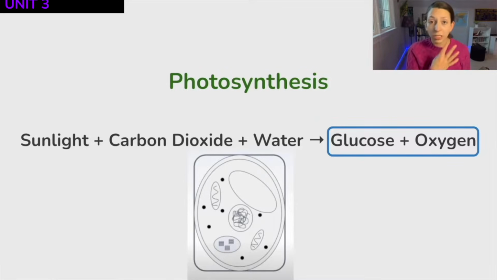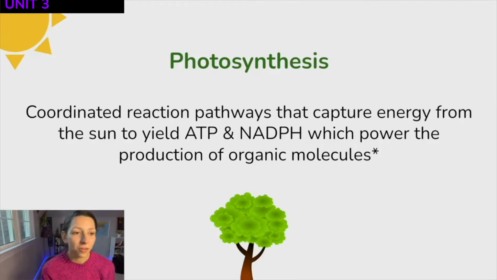One thing your teacher might ask you is to reverse this equation and see what it might look like, and it definitely looks very similar to the equation of cellular respiration because the inputs of one are the outputs of the other. All right, so our definition for photosynthesis at the AP level is a little bit more complex. One way that it's stated is coordinated reaction pathways that capture energy from the sun to yield ATP and NADPH, which power the production of organic molecules.